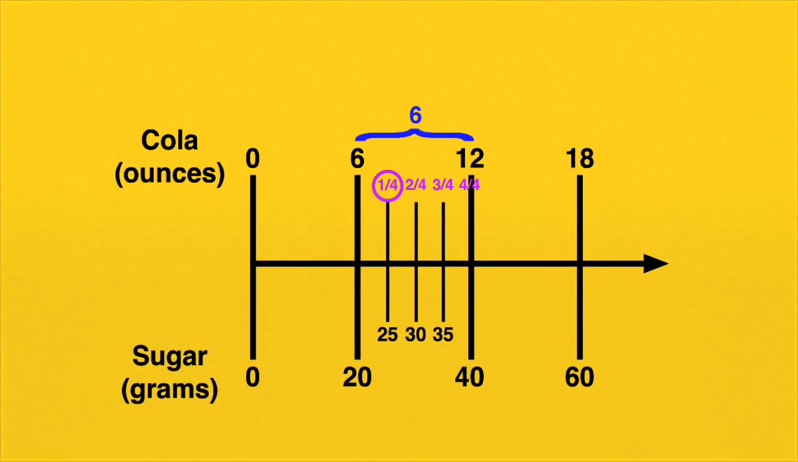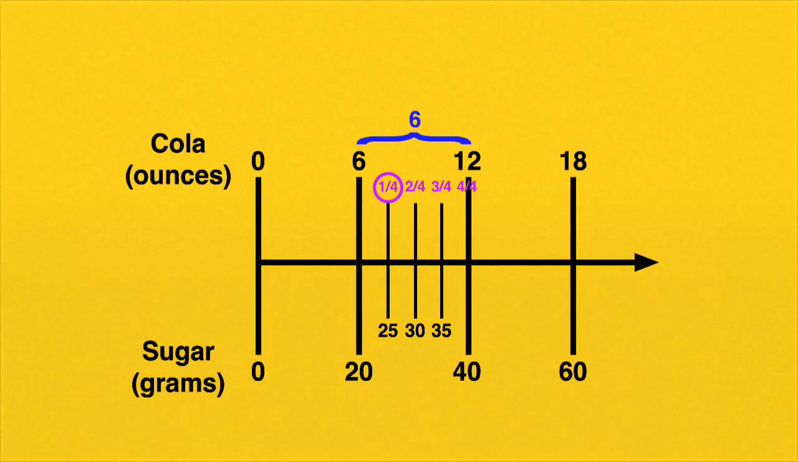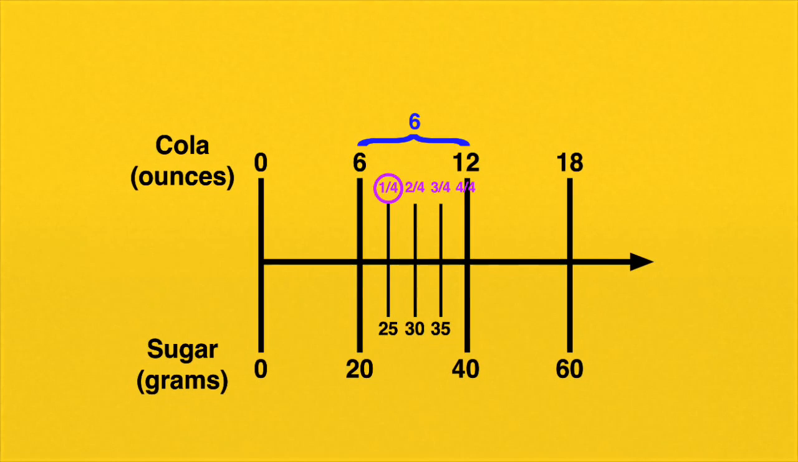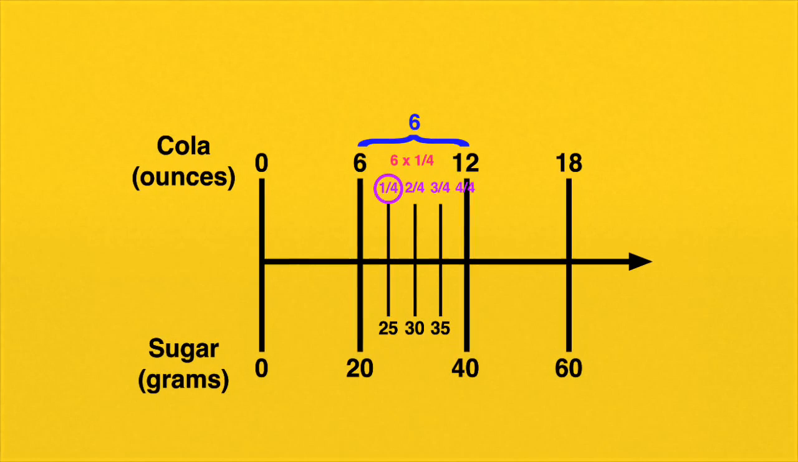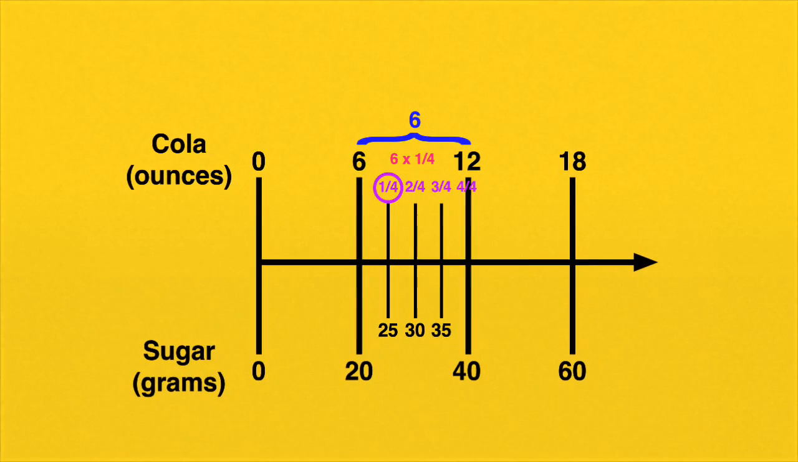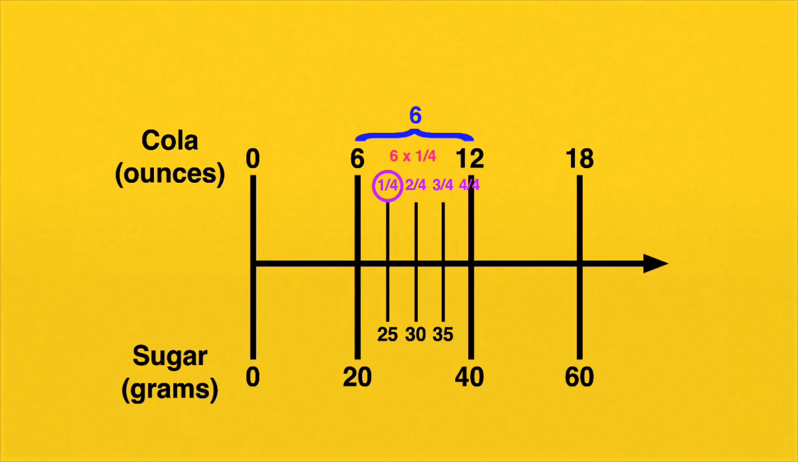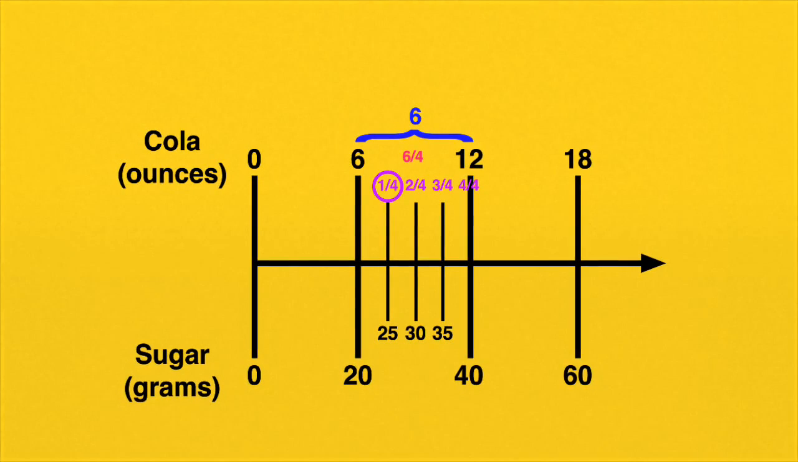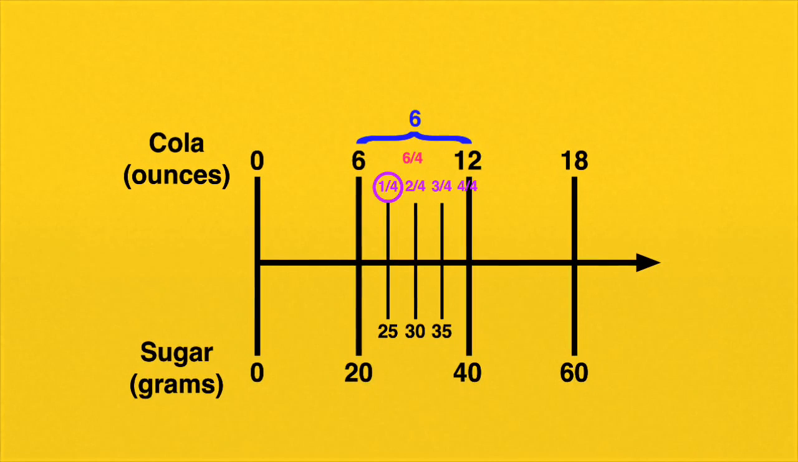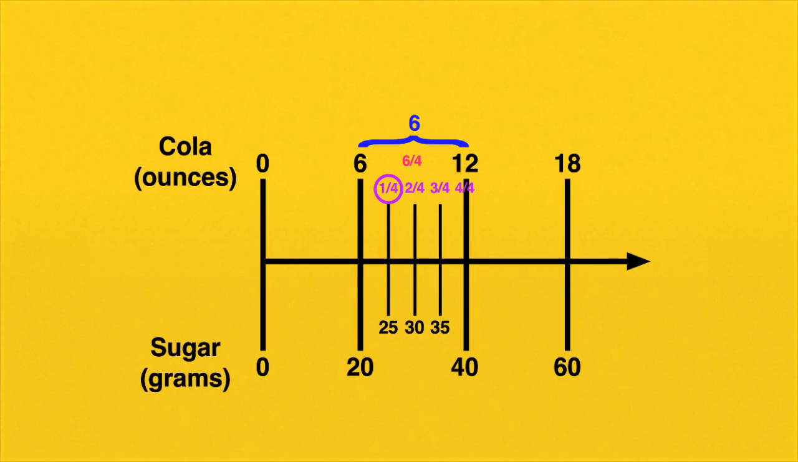What I also know is that in terms of ounces of cola, from the 6 to the 12 is a total of 6 ounces of cola. This will help me because all I need to do is find out what 1/4 of 6 is, and then I will know how far in ounces I have jumped from 6 to 25 grams of sugar. And finding 1/4 of 6 is as simple as multiplying the numerator and numerator, and that would be 6, and the denominator and denominator, that'd be 4. So I have 6/4, which I automatically know I can simplify, so I will. So what I end up with is 3/2.